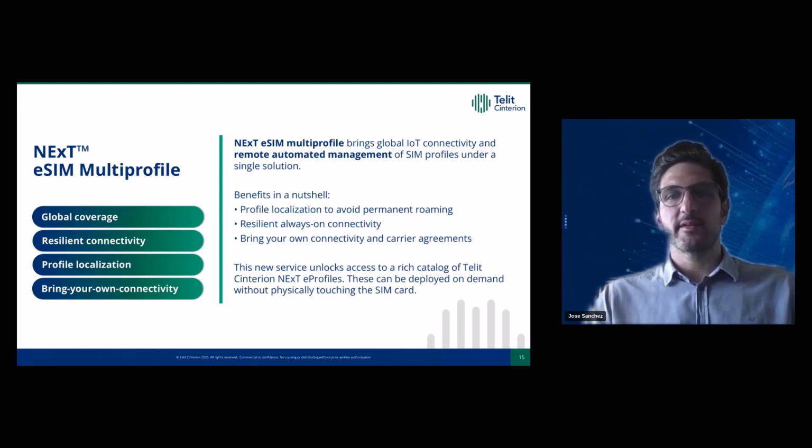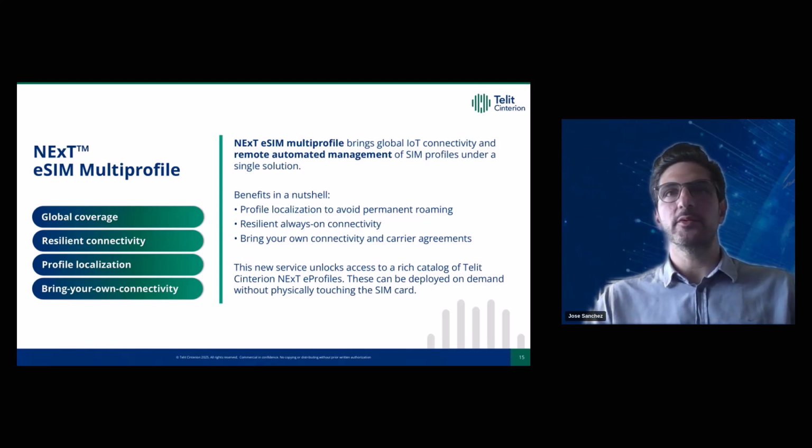So what are the benefits? We provide localization, so avoiding permanent roaming, and resilient always-on connectivity, because you can bring in more than 2 e-profiles onto the card and then use the eSIM fallback technology to maintain connectivity, even if one of the profiles doesn't provide you coverage at a given time. This gives you an extra level of assurance that your device will always be connected. And as mentioned earlier, last but not least, you can bring your own carrier connectivity agreements.